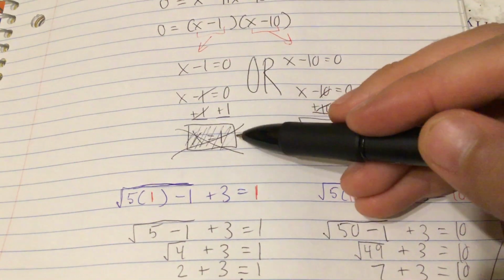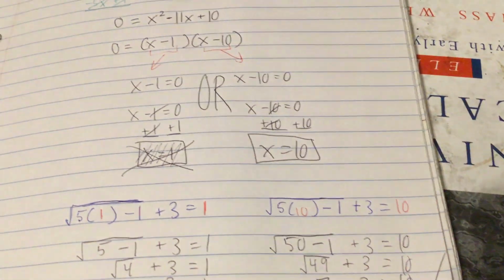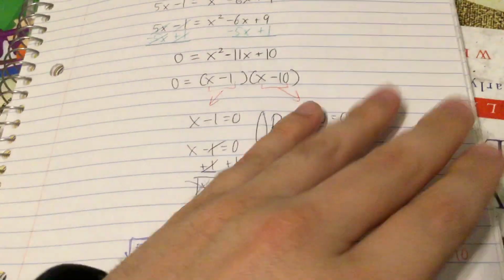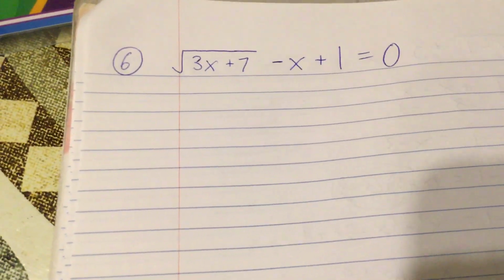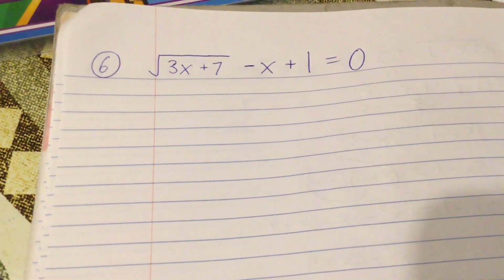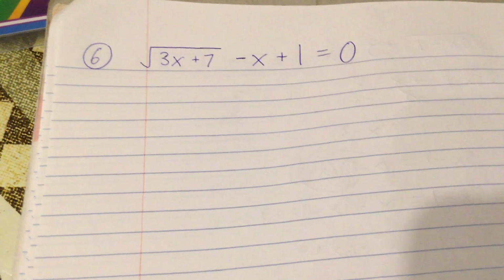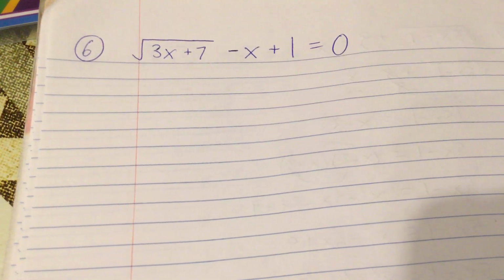Boo this one. Yay, x equals 10. Okay. One last problem, and then we'll call it a day. Nothing fancy here. The square root of 3x plus 7 minus x plus 1 is equal to 0.